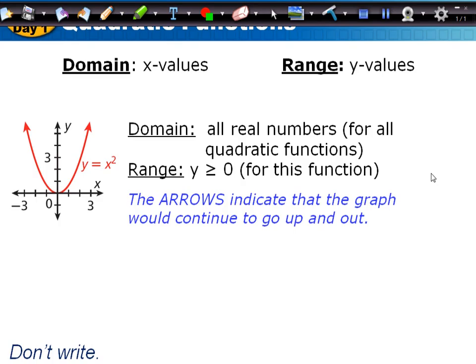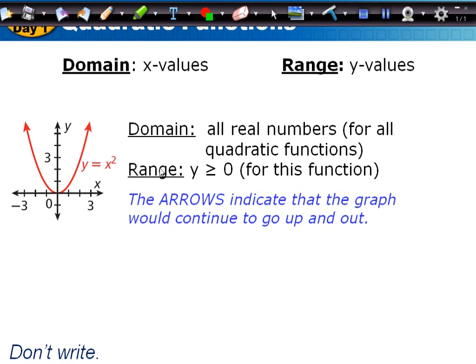Alright, now we're going to look at our domain and our range. Our domain are our x values and our range are our y values. The domain for a parabola or a quadratic is all real numbers. That's for all quadratic functions. Because no matter where I go left or right, if I go up far enough, I'm going to hit it. Or if I go down, if it's opening downward, if I go down far enough, I'm going to hit it.